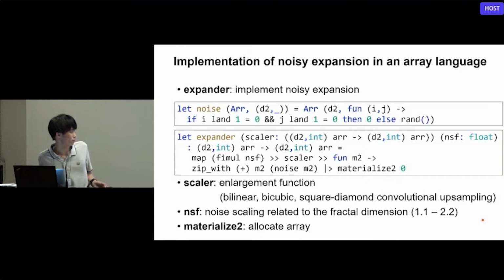And materialize is the function to allocate an array. In the previous slide, our array is not allocated unless explicitly requested. But by calling materialize2, we can allocate an array in order to reduce the amount of computation.